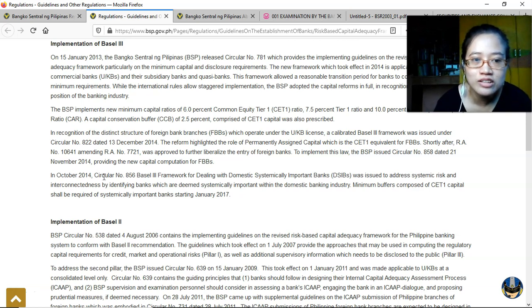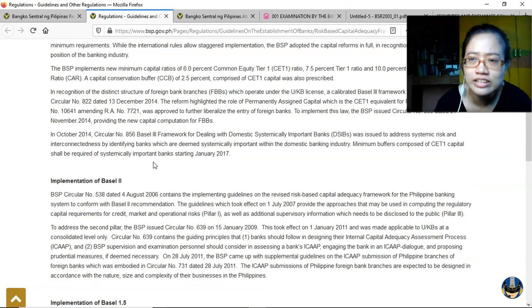Okay. In October 2014, Circular Number 856, Basel III Framework for Dealing with Domestic Systemically Important Banks, DSIBs, was issued to address systemic risk and interconnectedness by identifying banks which are deemed systemically important within the domestic banking industry. Minimum buffers composed of CET1 capital shall be required of systemically important banks starting January 2017. So there are additional requirements, reportorial requirements, for certain banks.